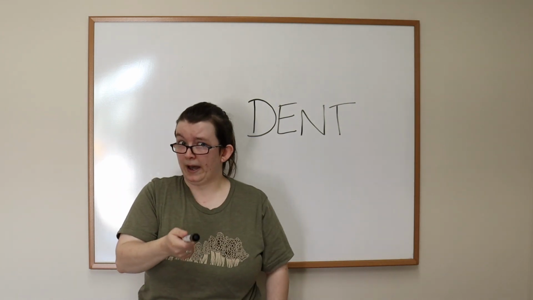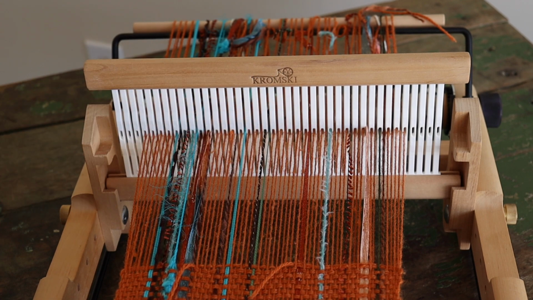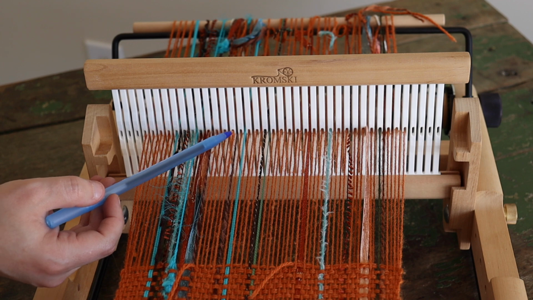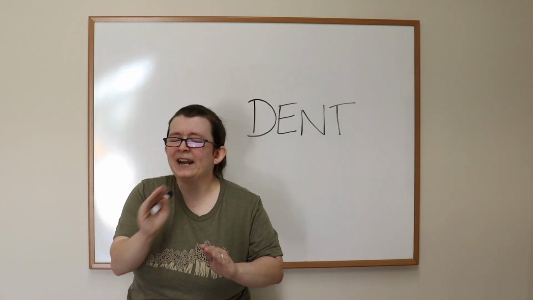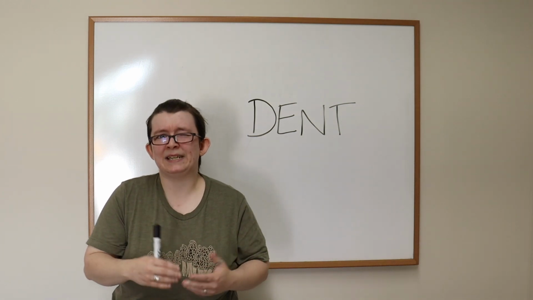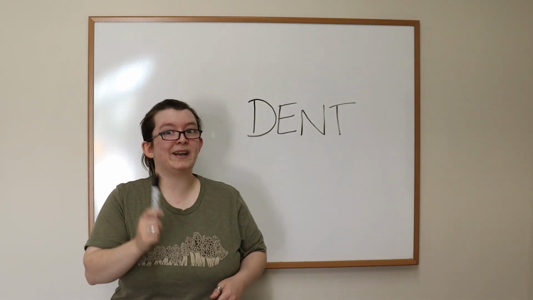In the same breath, if you're working on a rigid heddle loom, your dent is going to be either the slot or the hole that we're talking about. And it's not exactly correct, but it's close enough for our purposes that it's going to make sense in just a minute, because we're going to talk about something else.